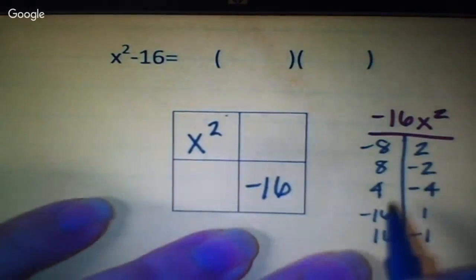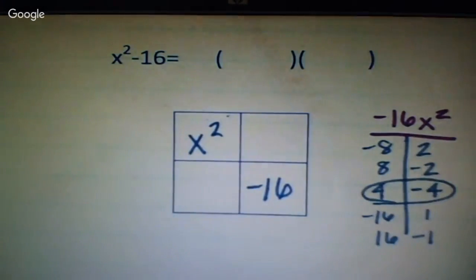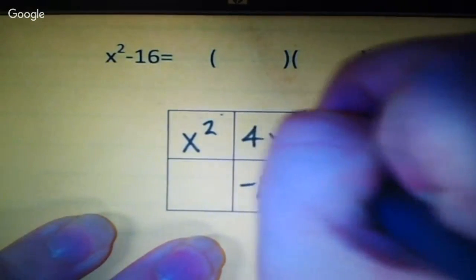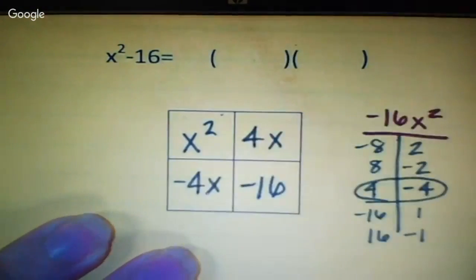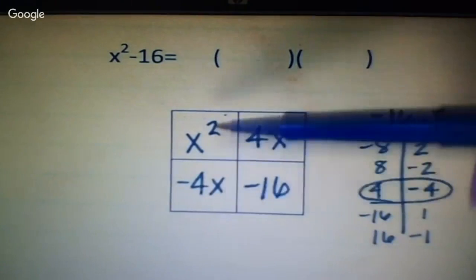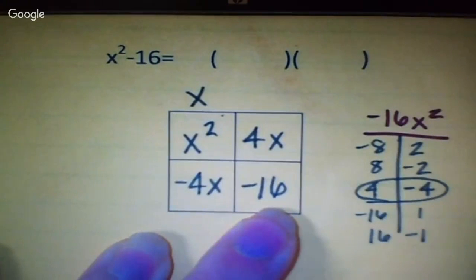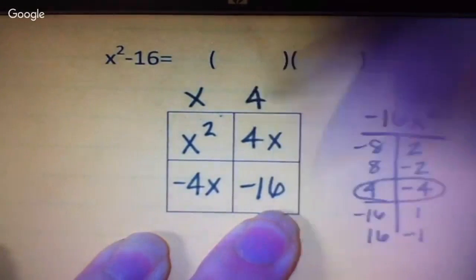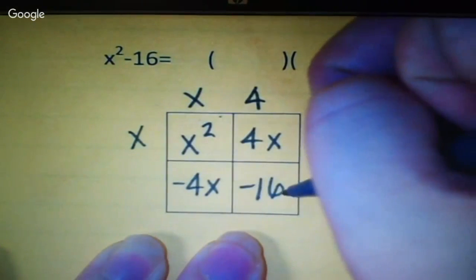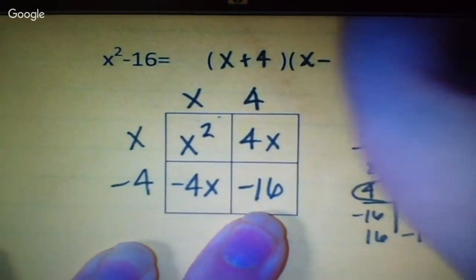Okay, so it's still the same process except my B value is missing, so I need to come up with 0. So I do a positive 4x and a negative 4x. So x squared and negative 4x share what in common? X. What about 4x and negative 16? 4. What about x squared and 4x? And negative 4x and negative 16? Negative 4. So we get x plus 4 and x minus 4.